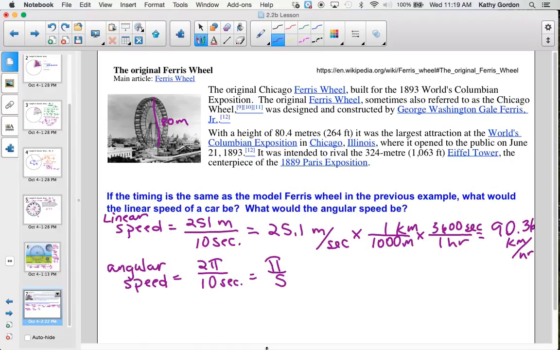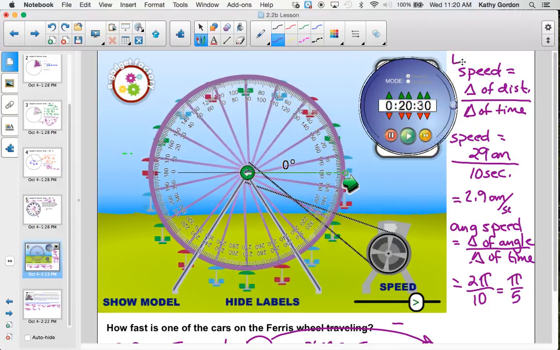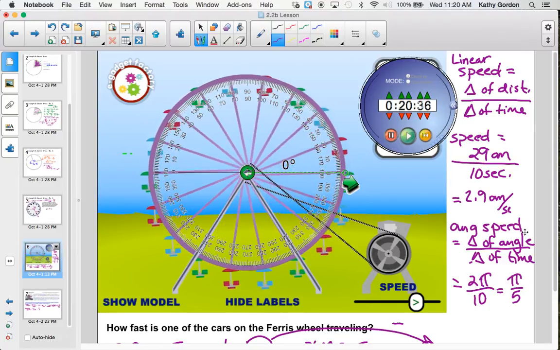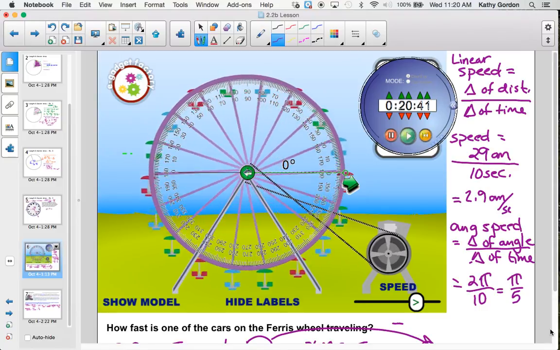So keep that in mind. There's going to be a couple of problems, I think one in particular on the homework, that are going to talk about speed. Just keep in mind that when you're talking angular speed, the size of the circle doesn't change your angular speed. When you're talking linear speed, it will. But angular speed doesn't change because of what it represents. Linear speed is the change of distance over time. Angular speed is the change of angle measure over time. Okay?